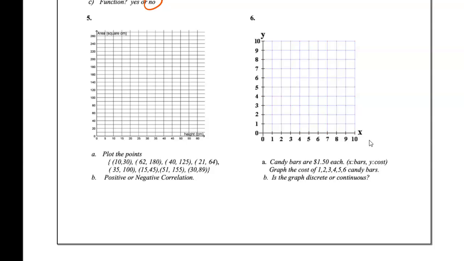So it says candy bars are $1.50 each. X represents the number of bars. Y is the amount of money. It says graph the cost of 1, 2, 3, 4, 5, 6 candy bars. How would I go about doing that?